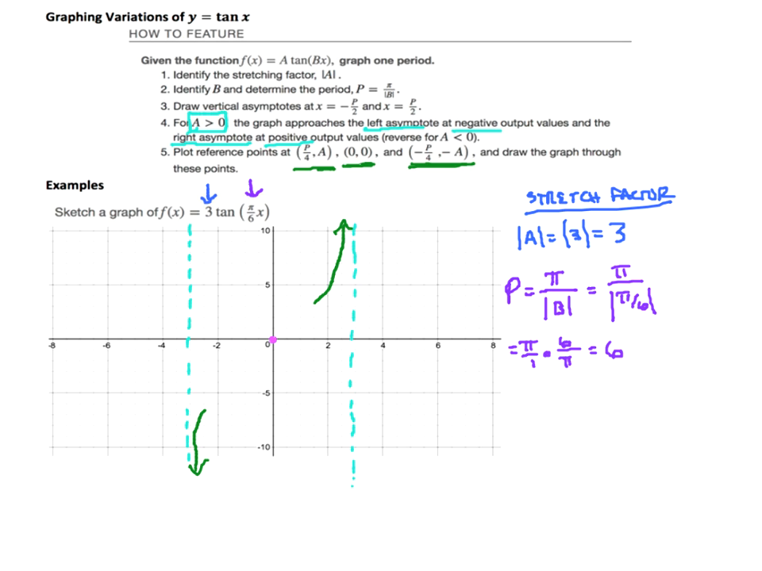Now we've already got the 0, 0 there because we did not shift. So I need to find 2 points. One point is P divided by 4, A. Okay, so in this case, that is 6 divided by 4, 3, which is the same thing as 3/2, or 1 1/2, 3. All right, so 1 1/2 is right here. Let's see, 1 1/2 is right here. And I move up 3. 1, 2, 3.